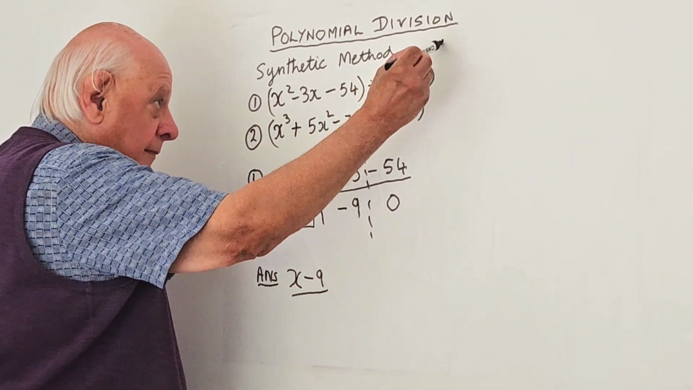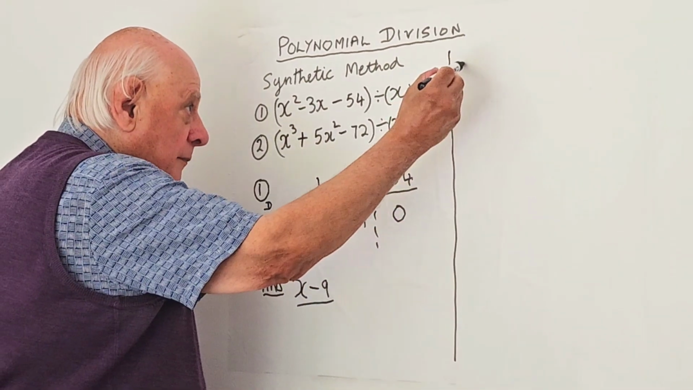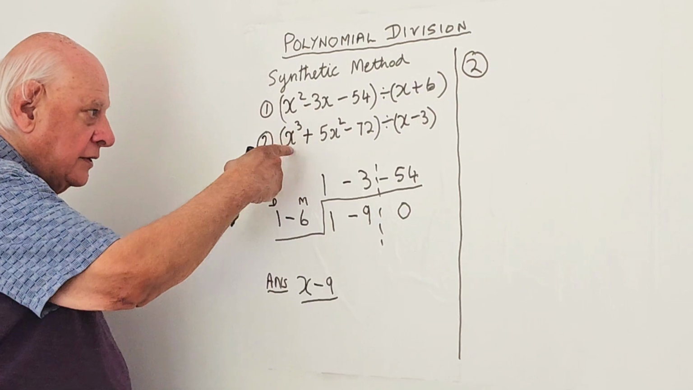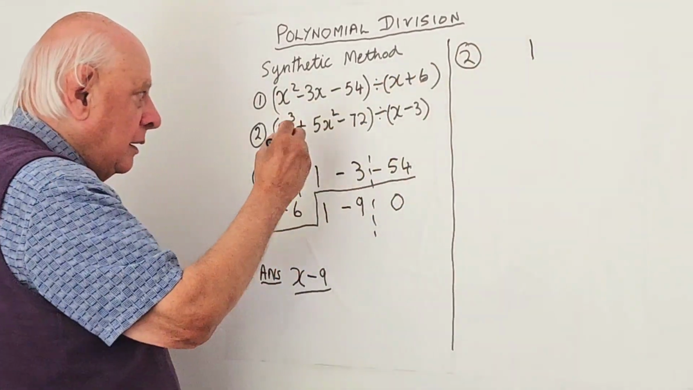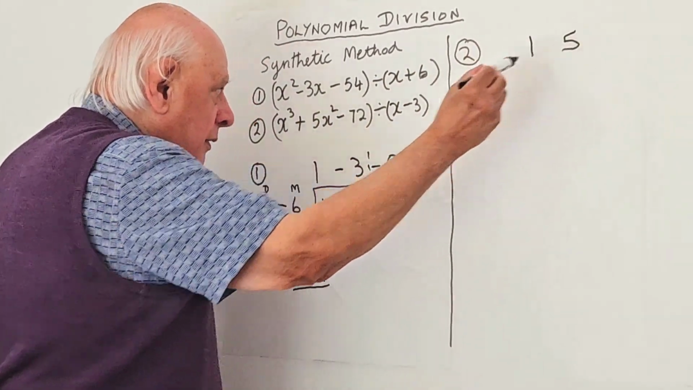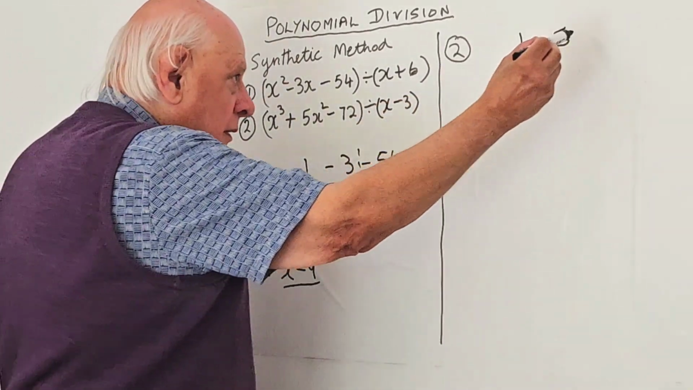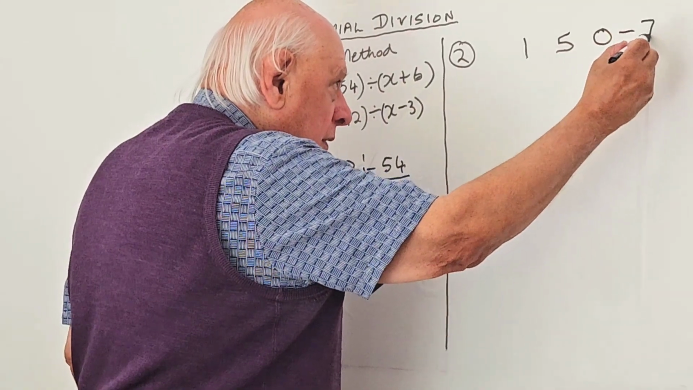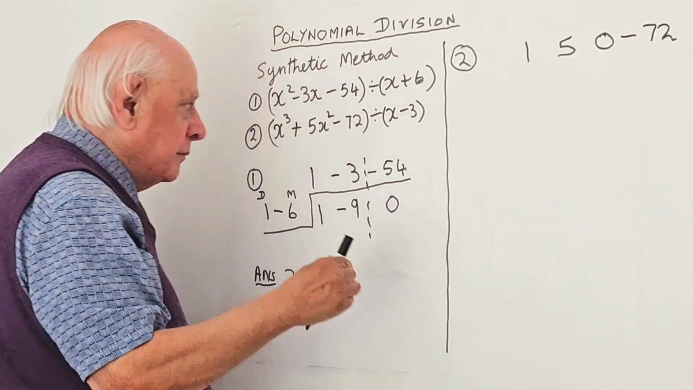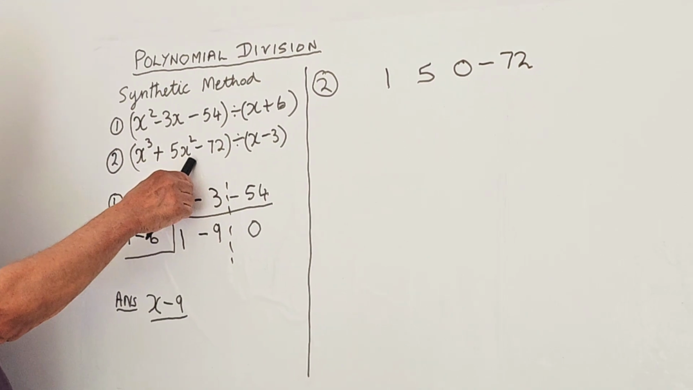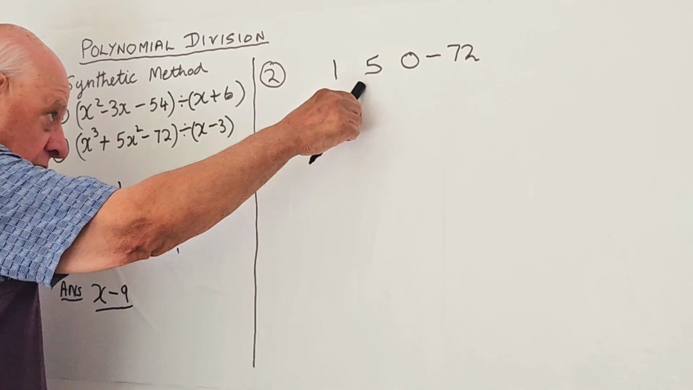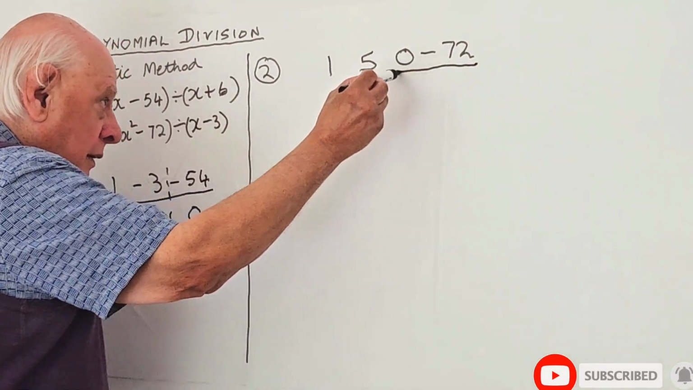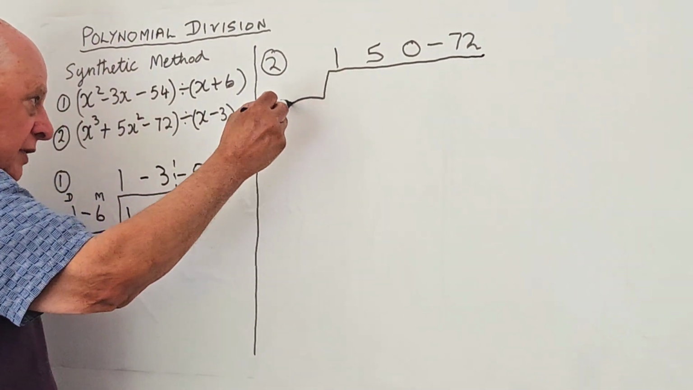Now do the second one in pretty well the same way. So I'll write down 1, 5, 0, and minus 72. I've deliberately done this one because here you'll notice the x term isn't there, but we mustn't forget it when we're doing the division, and I've written 0 where it should be. Apart from that, it's very much like this first one.